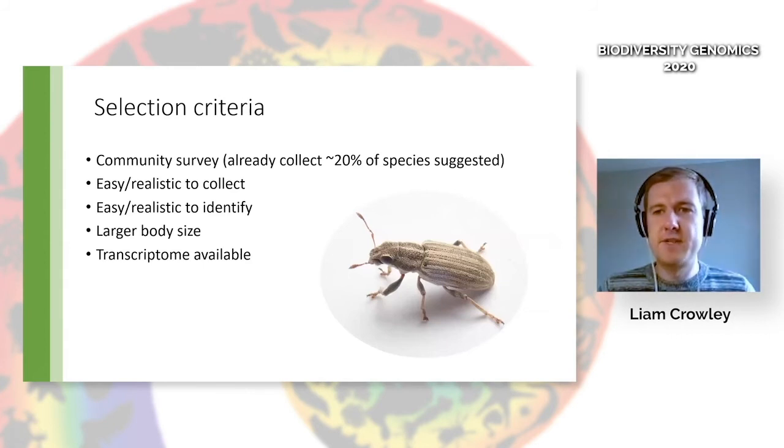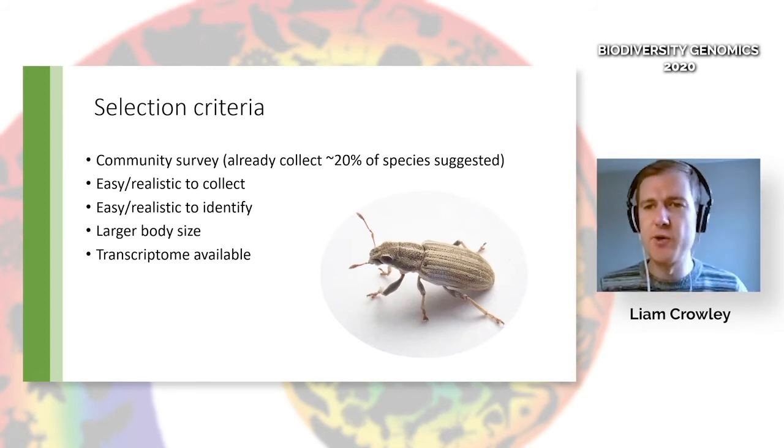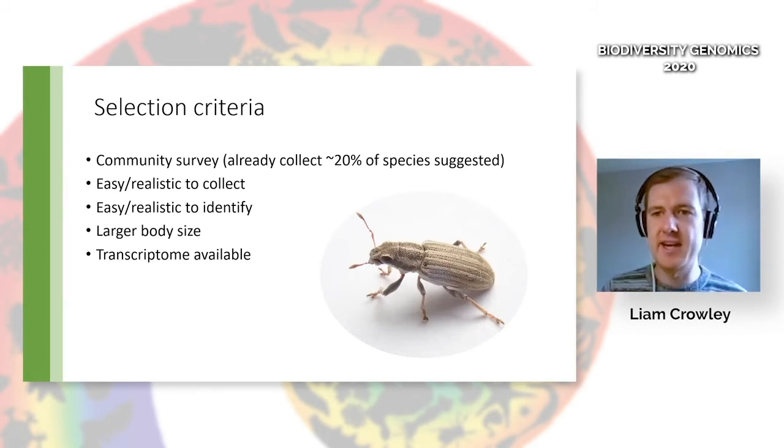So to select species, we assess them against a series of selection criteria. These are both around the selection for taxonomic representation, but also for our deep dives of species of evolutionary and economic interest. This is based against criteria such as, first and foremost, the community survey. We asked the research community in the UK which species they would most like to see full genomes for. And of those, we have already collected around 20% of the species suggested.